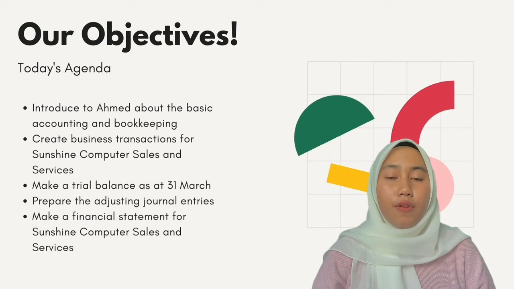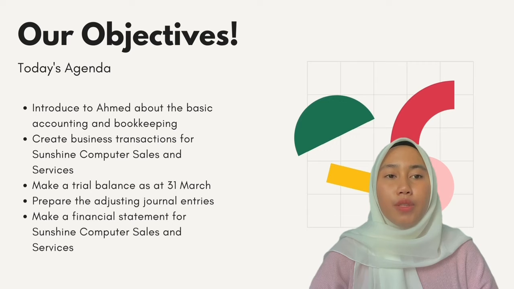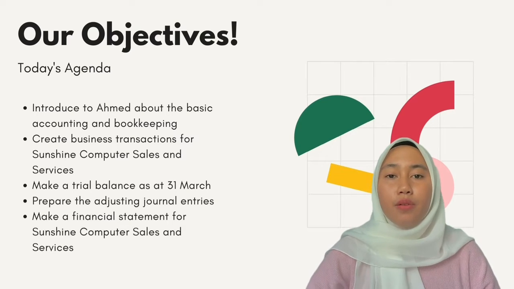Our objectives. The first one is to introduce Ahmad to basic accounting and bookkeeping. Next is to create business transactions for Sunshine Computer Sales and Services. The third one is to make a trial balance as at 31st March. Next, prepare the adjusting journal entries. And the last one is to make a financial statement for Sunshine Computer Sales and Services.